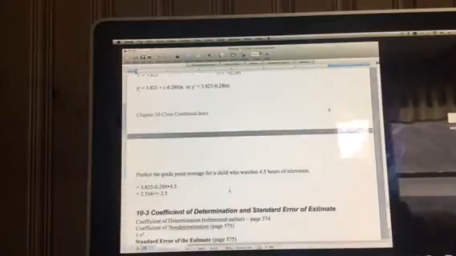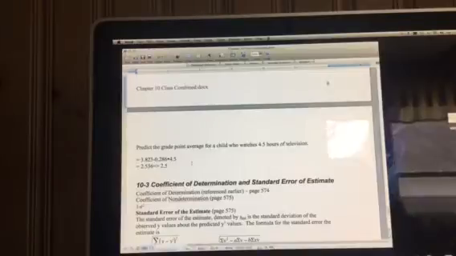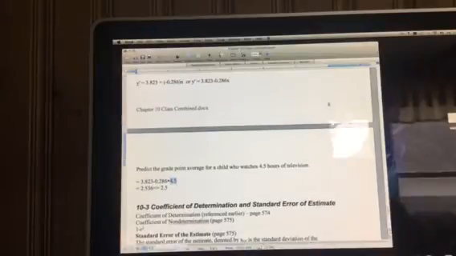Now, we want to predict the grade point average for a child who watches 4.5 hours of television. We plug 4.5 in for our x. Take that times the 0.286, subtract from 3.823, we get 2.536, which rounding down to a legitimate GPA is 2.5.